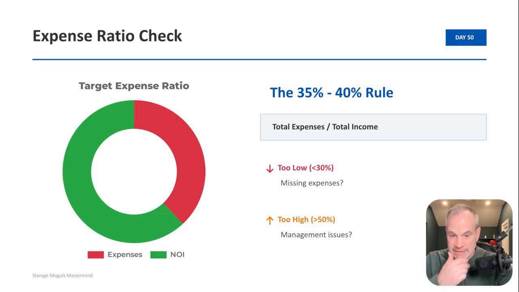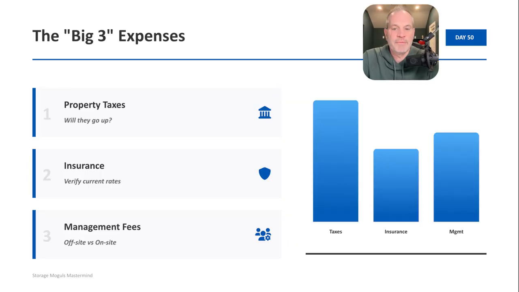So with regard to expenses, let's zoom in on the big three first. Big three expenses, which often drive most of the expense ratio. The first of which is going to be property taxes. Can't do anything about them, but we always want to ask if they're likely to increase after sale or will increase after sale. Second would be insurance.